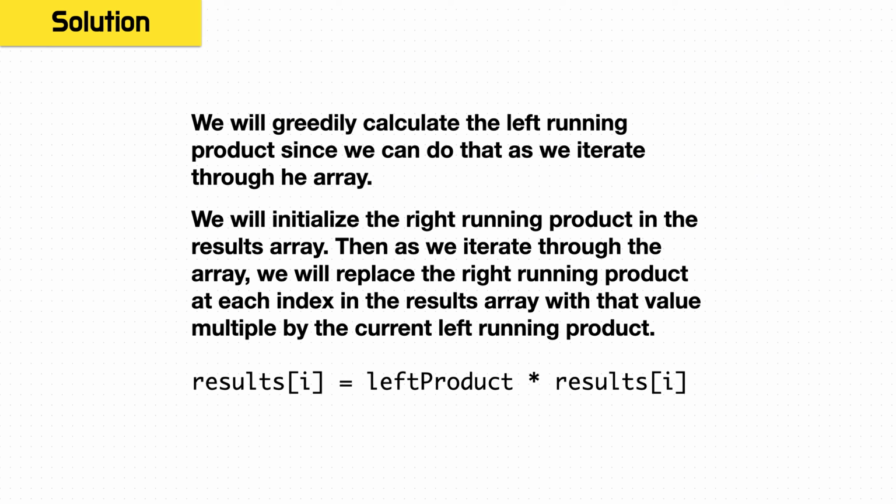We greedily calculate the left running product, and then we add the right running product to our results array. We iterate through the array, and we calculate the current left running product by taking the previous left running product and then the input at that index. The results array is our right running product, so we just take the value at that index, multiply it with the left running product, and replace it in the results array with the answer.